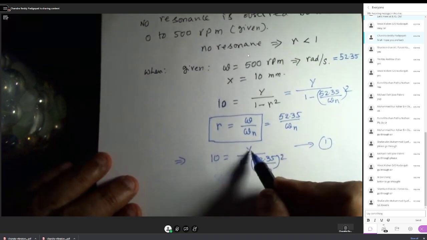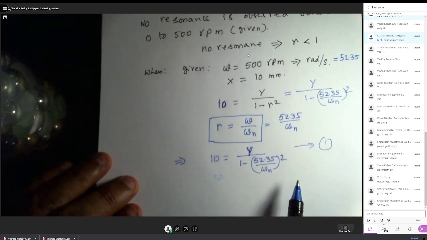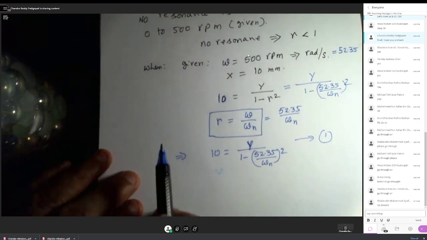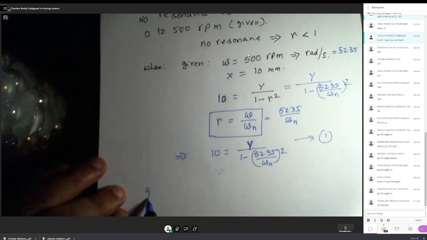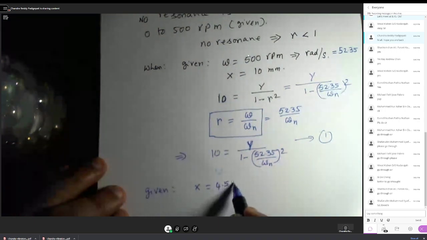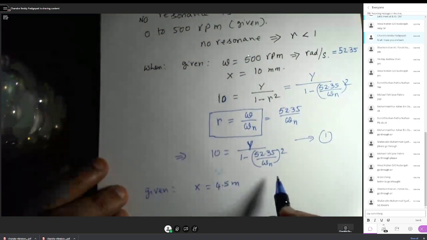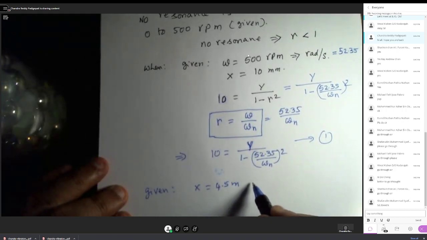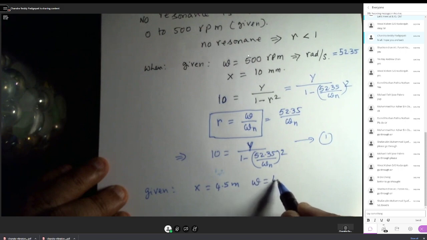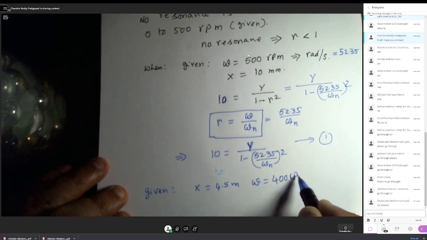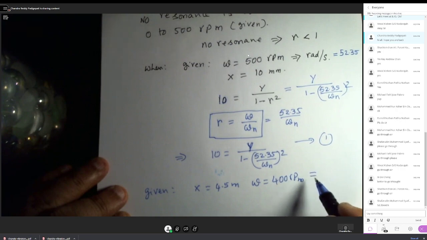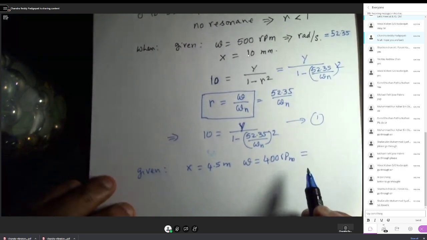Because there are two unknowns, we can't solve this equation. So we need to have one more equation. Now the one more equation is that when the amplitude is 4.5 mm, omega is given as 400 RPM. So 400 RPM, convert into radians per second.